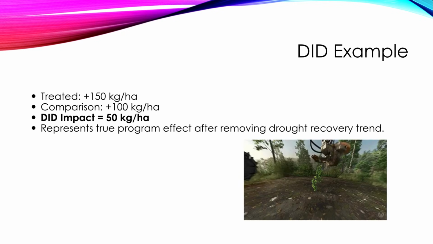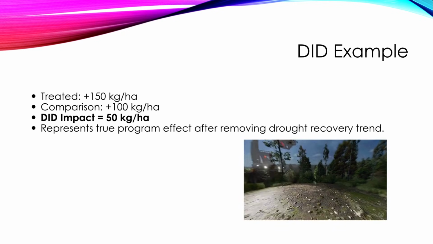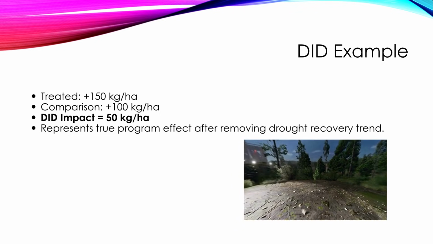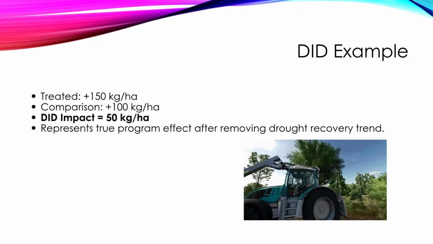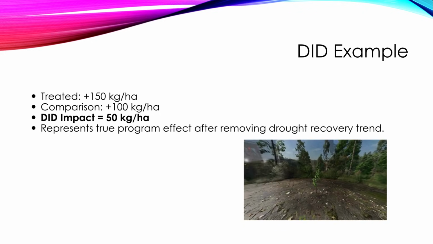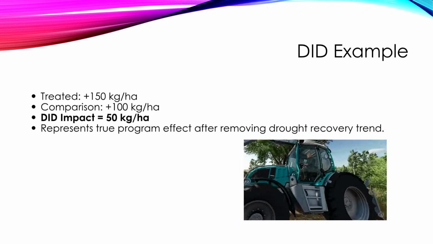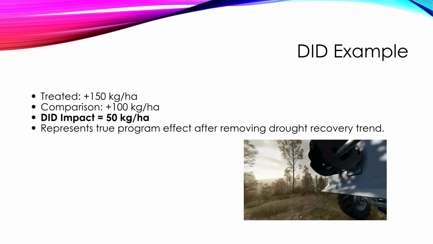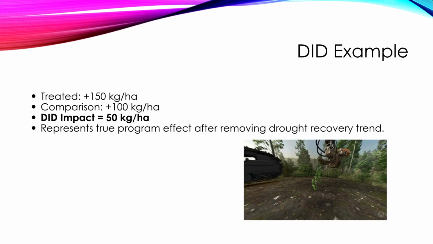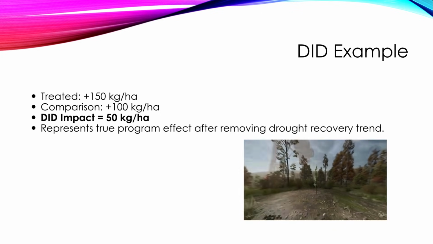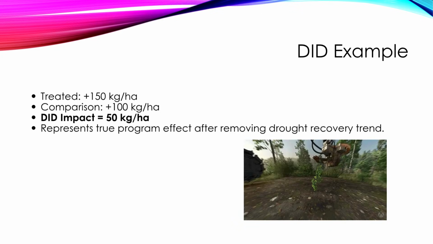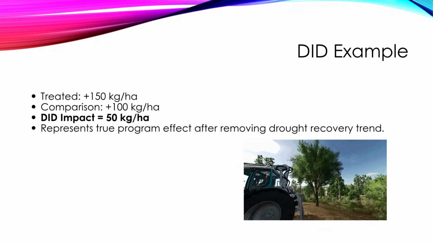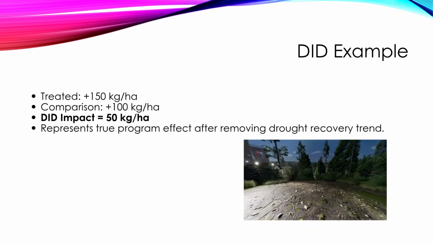And so for an example of the DID, for the people who were enrolled, before, farmers got 1,000 kilograms per hectare, and after, they got 1,150 kilograms per hectare. And so there's a plus 150 kilograms per hectare change. And for the ones that were not enrolled, before they got 900 kilograms per hectare, and after they got 1,000 kilograms per hectare. And so there's a plus 100 kilogram per hectare change. And so we can see that the general trend is that there's a recovery from a drought regardless of whether or not you were enrolled.